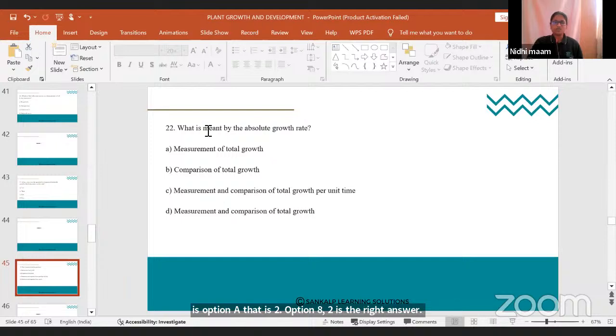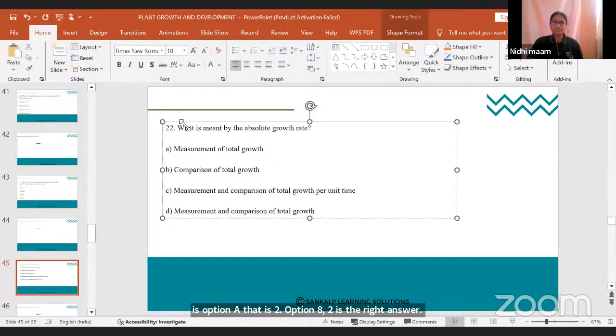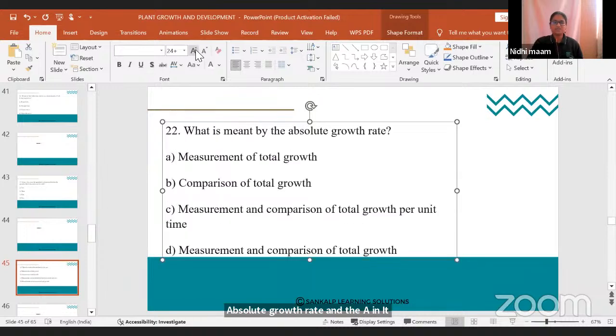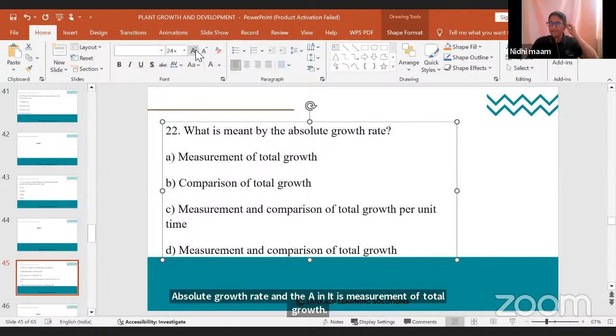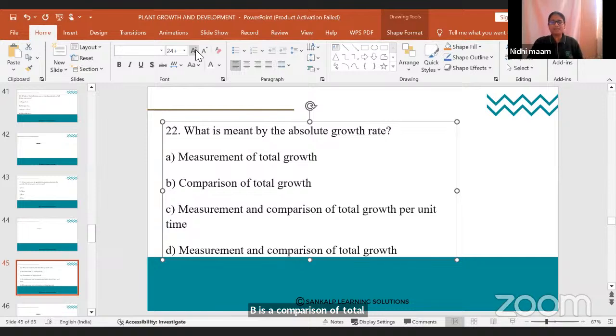Next question. What is meant by absolute growth rate? A is measurement of total growth. B is comparison of total growth. C is measurement and comparison of total growth per unit time. D is measurement and comparison of total growth.